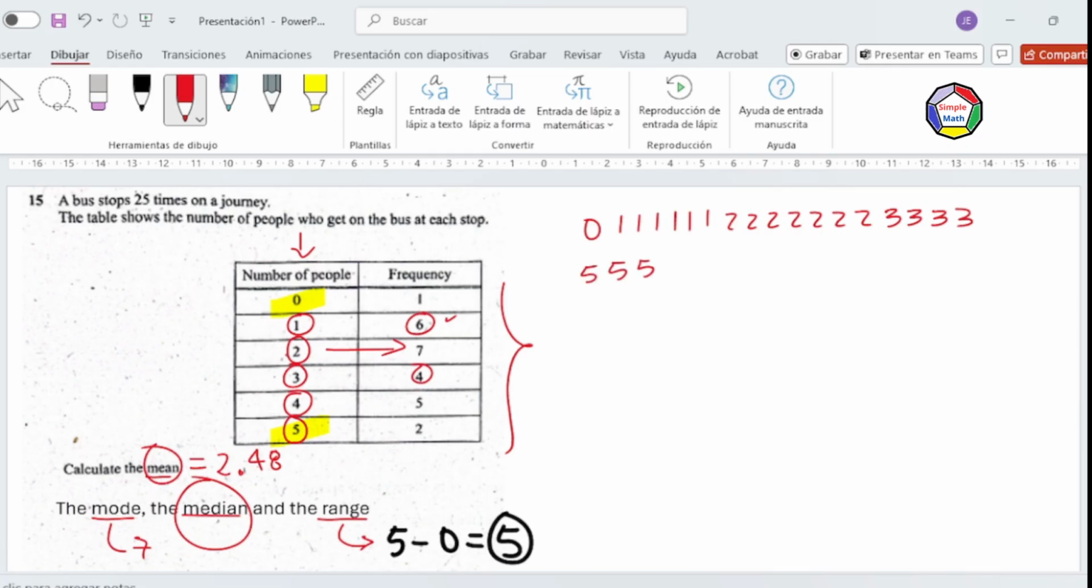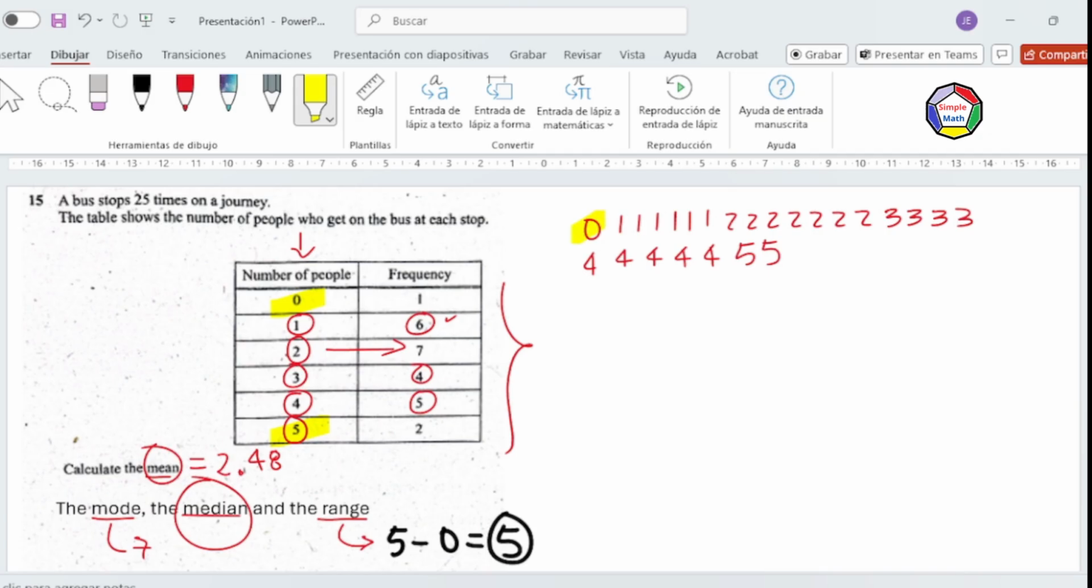Sorry, I'm writing the number 5. It's not the number 5, it's the number 4. The number 4 is repeated 5 times. So 1, 2, 3, 4, 5. And the number 5 is repeated 2 times. So I'm going to write it twice. Okay? Now I'm going to cancel or delete one number on the left and one number on the right.